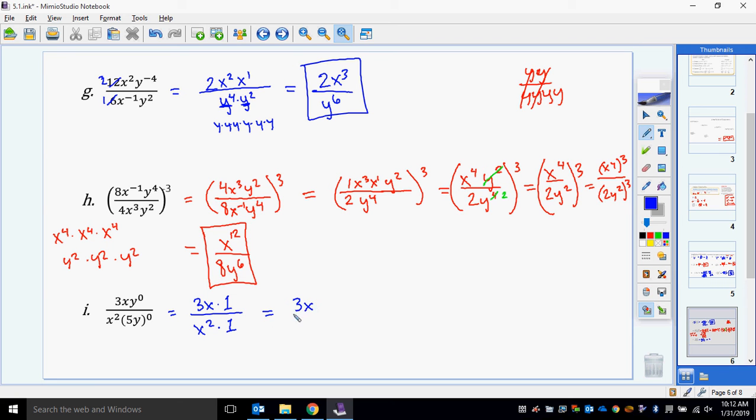So I have 3x over x squared. And remember, my x's are going to end up canceling one of these x's with one of those x's. So I have a 3 in the top and 1x in the bottom.